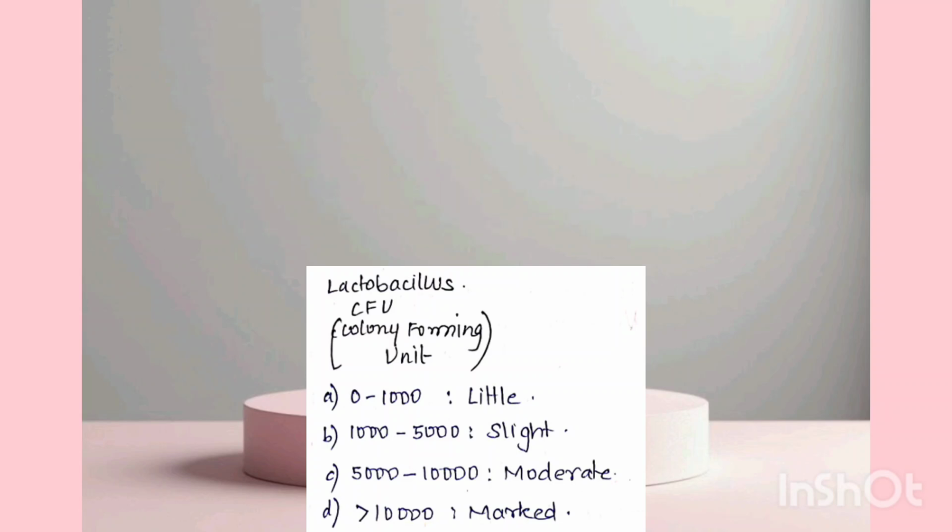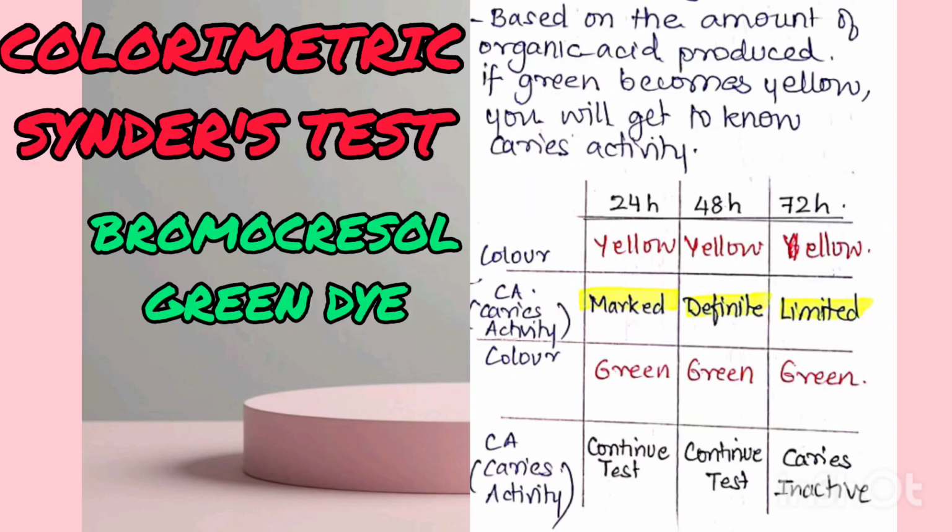Next we have the colorimetric Snyder test, which uses bromocresol green dye. Depending on how soon or late the green color of this dye gets converted to yellow, we have 3 different grades. If the conversion happens, the 3 grades are marked, definite and limited in 24 hours, 48 hours and 72 hours respectively.